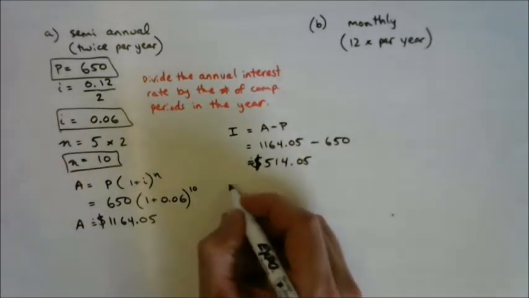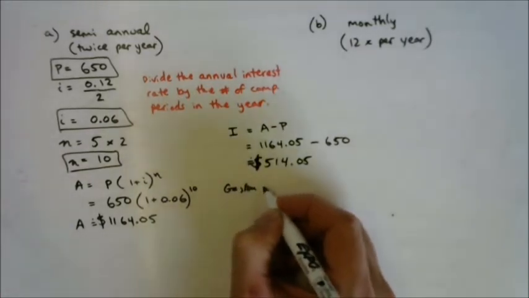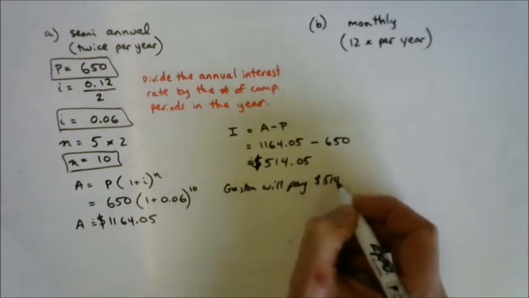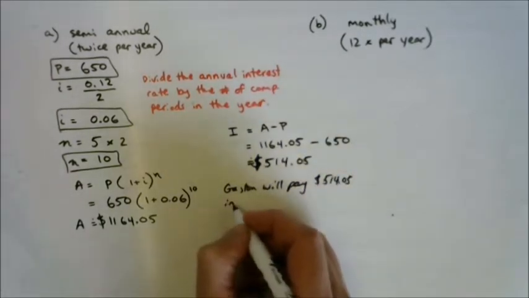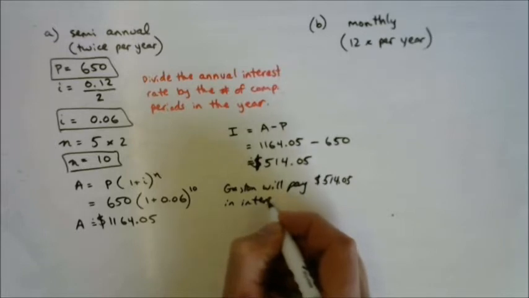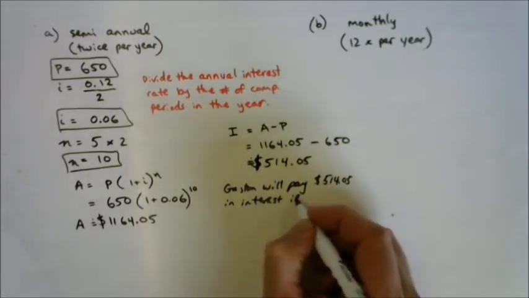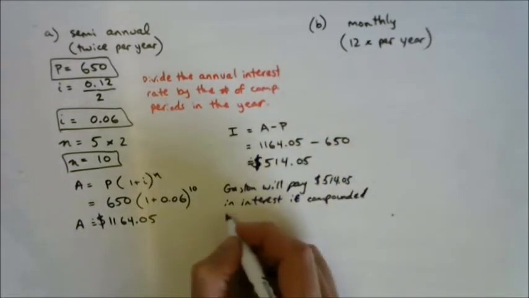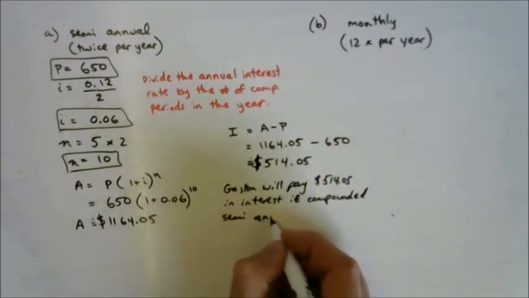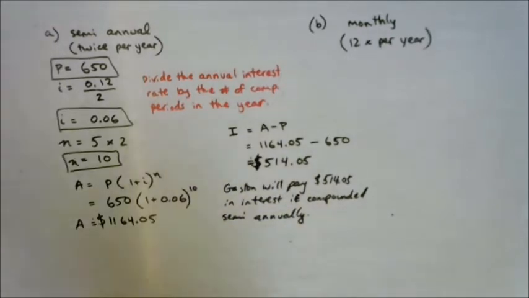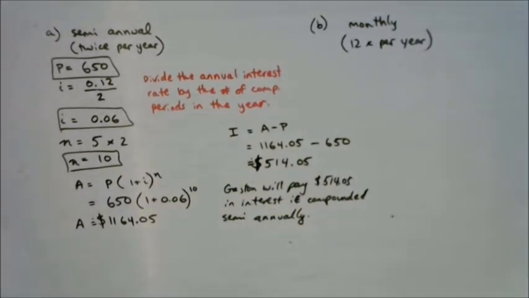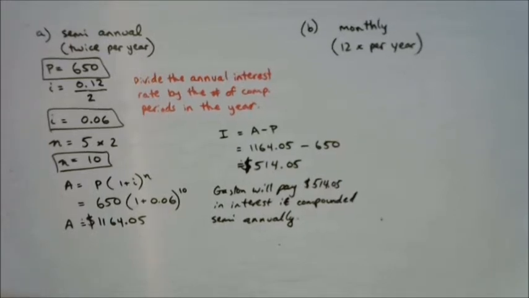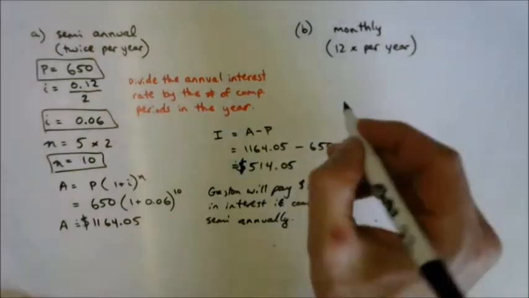We could say Gaston will pay $514.05 in interest if compounded semi-annually. Alright, let's make a prediction. Monthly, is he going to owe more or less? He's going to owe more. Okay, let's figure it out.